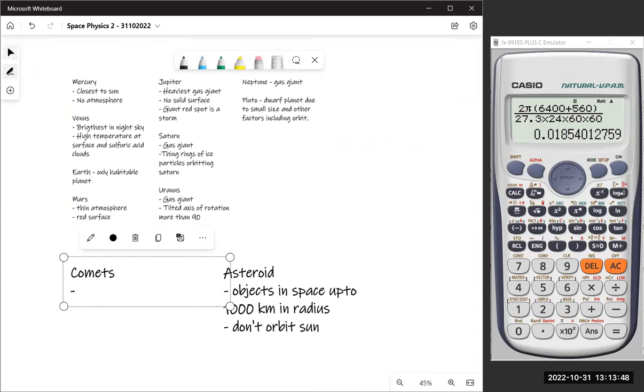Now comets have a big deal, which is the orbit. Orbit around the sun, and a highly elliptical orbit. These are also called shooting stars, right? Yes.